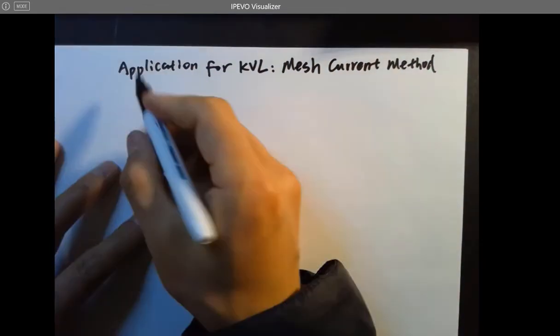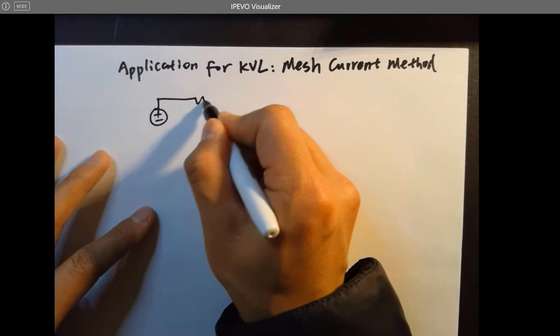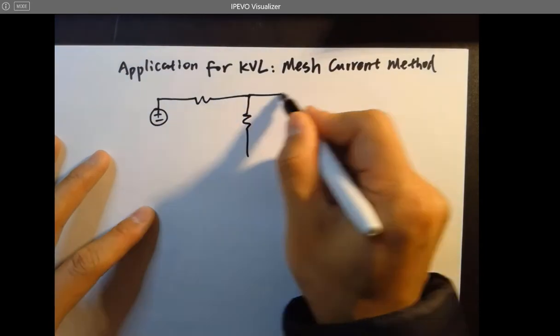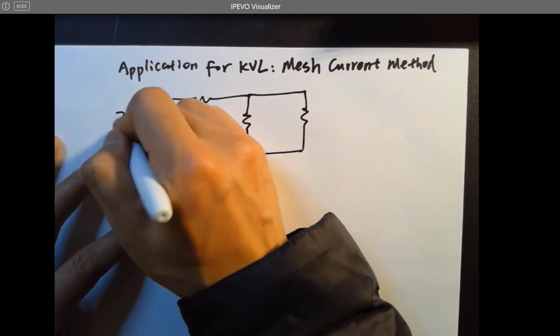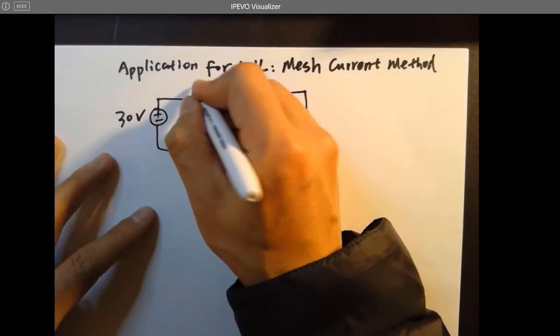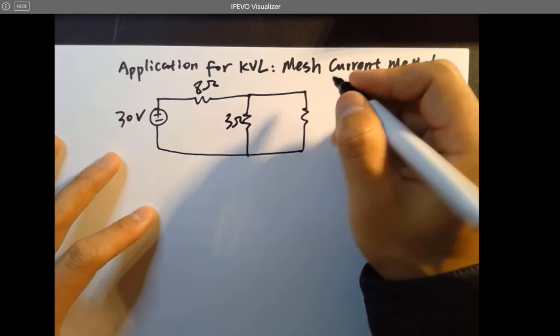Okay, you have a voltage source over here, resistors like this, and this is 30 volts. This is 8 ohms. This is 3 ohms. This is 6 ohms.